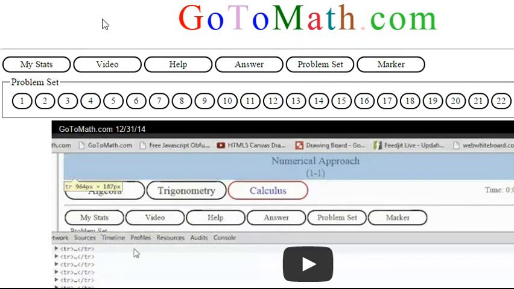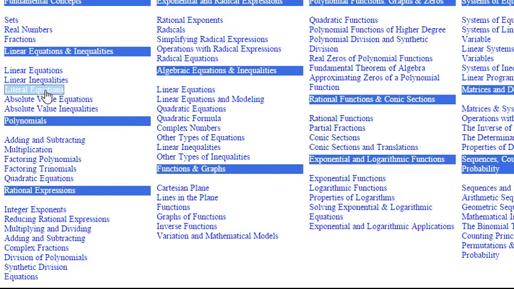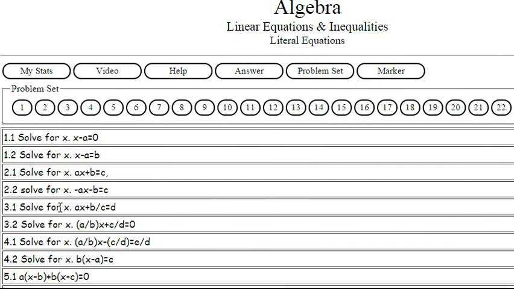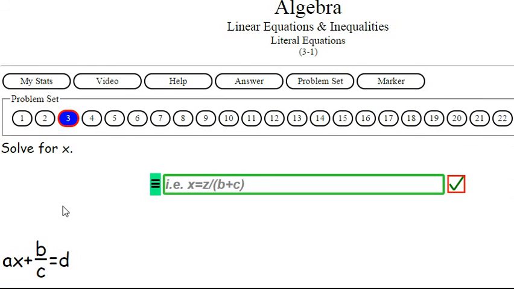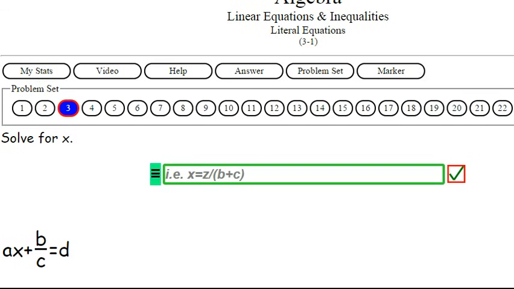Okay, we're here at GoToMath.com. Let's click on Algebra, go down to Literal Equations, and what are we doing? 3.1, something like that.